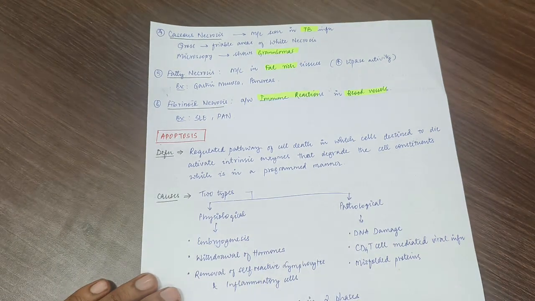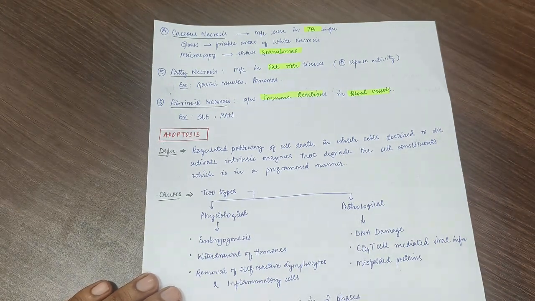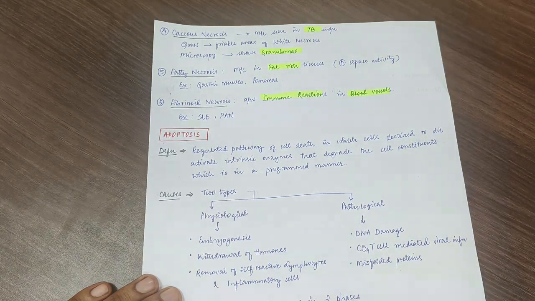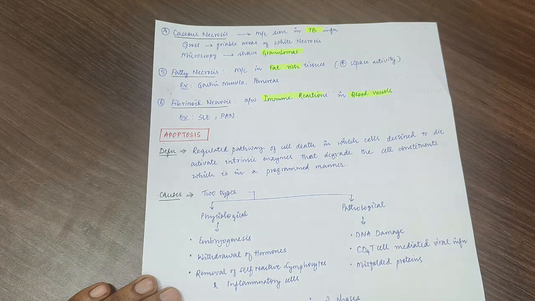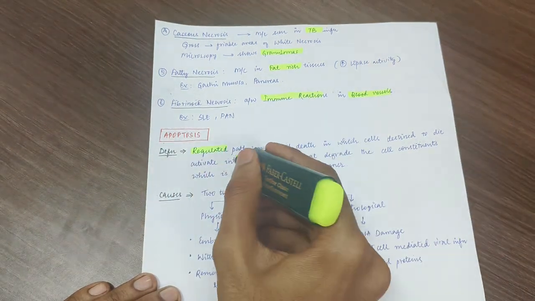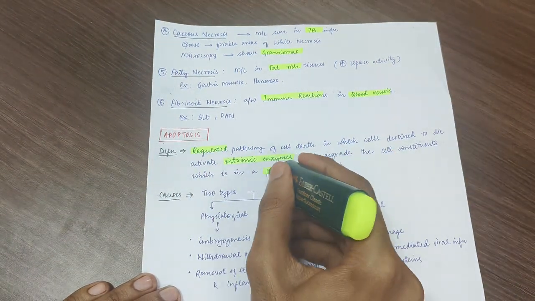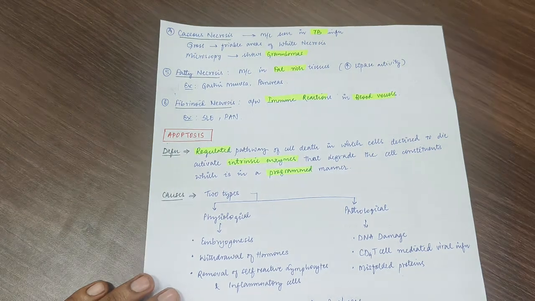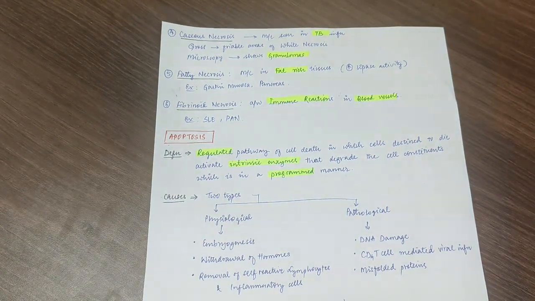Next topic is apoptosis. How you are going to define apoptosis? Apoptosis is a regulated pathway of cell death in which cells destined to die activate the intrinsic enzymes that degrade the cell components, which is in a programmed manner. So what are the keywords you are going to write? It is regulated, intrinsic enzymes and programmed. These are the things you are going to mention in your definition.